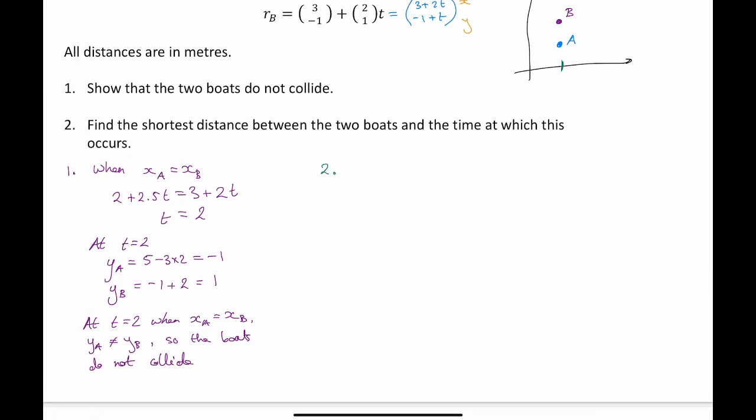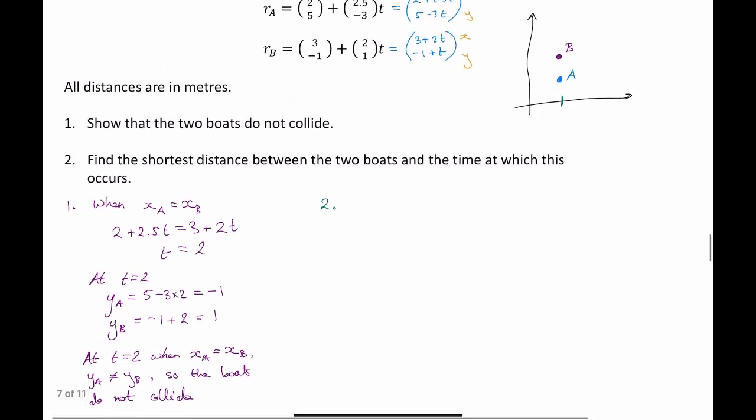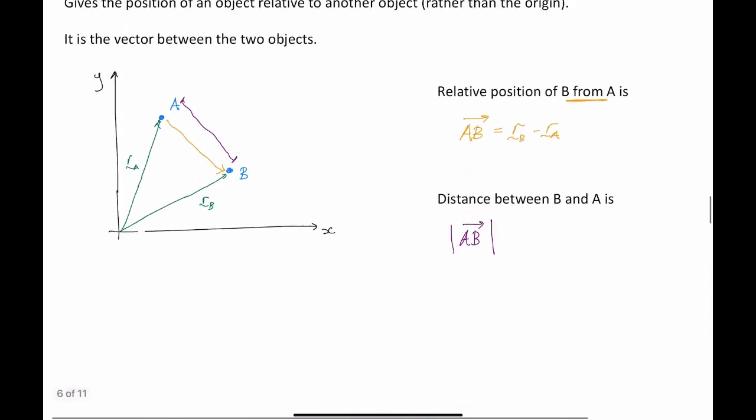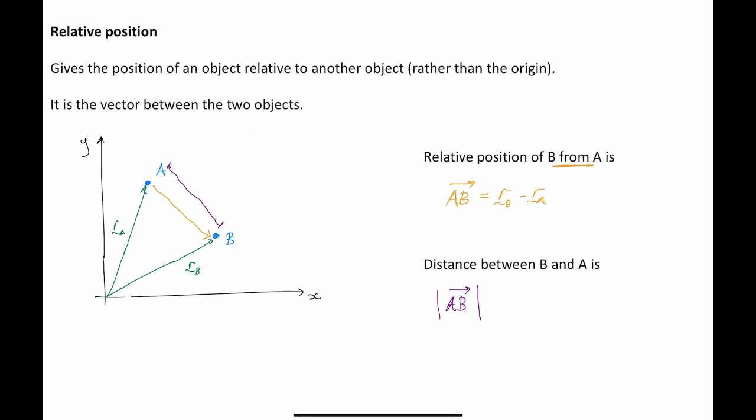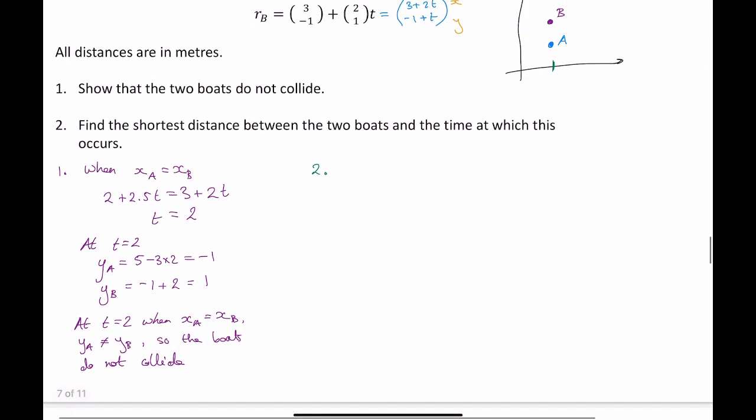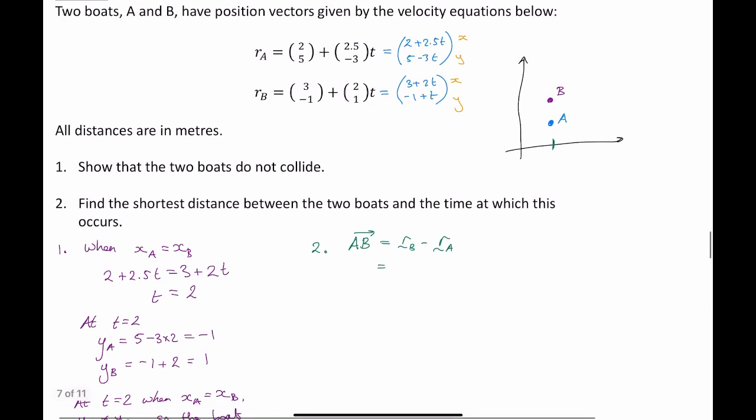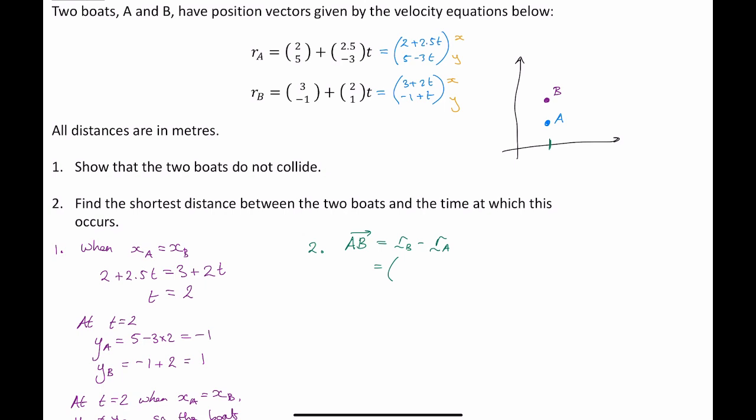So part 2, the relative position between A and B. In this case, we're finding a distance eventually, so it doesn't really matter whether we're going A to B or B to A, because we're not asked for a relative position vector as the final answer. So I'm just going to go, the relative position of B from A is the vector AB. That is the position vector of B minus the position vector of A, just by basic vector addition. Okay, and I can substitute in what those actually are: 3 plus 2t and minus 1 plus t, minus 2 plus 2.5t and 5 minus 3t.